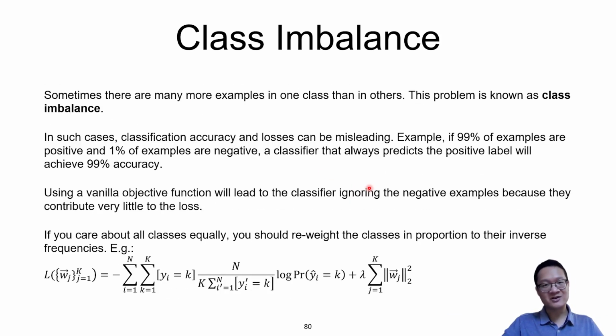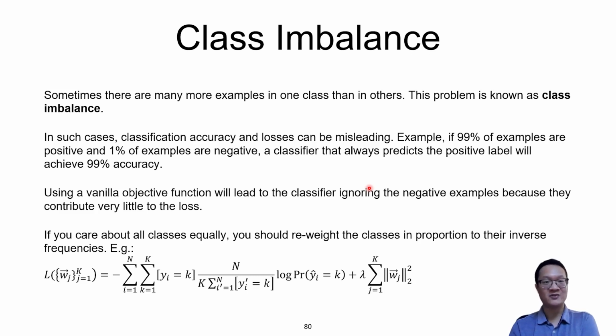So the last thing I want to touch on is class imbalance. Sometimes there are many more examples in one class than in the other. This is known as the problem of class imbalance. This is actually very, very common. Usually when you want to classify something as good or bad, in real life, something bad might occur much more rarely than something good, right? I know it's a bit abstract.